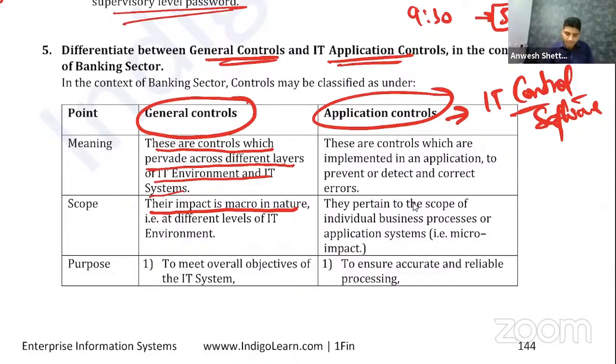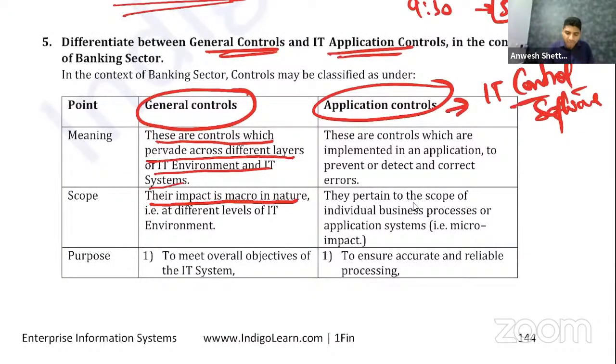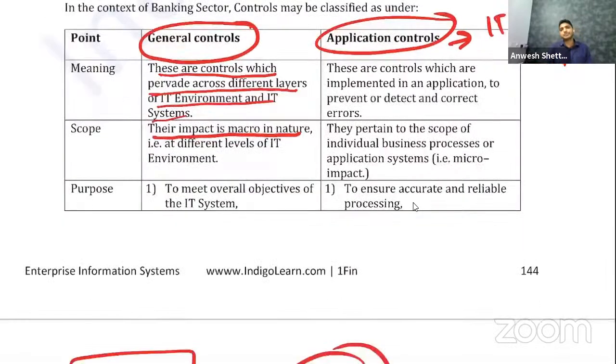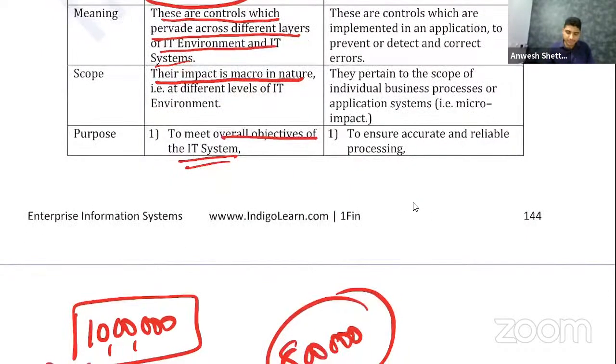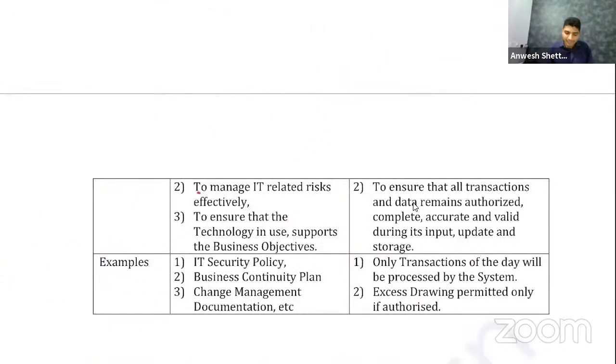Okay. Next, what is the purpose? To meet the overall objective of the IT system. We will take an example, then you will be able to understand this. Next point is to manage IT related risk effectively, to ensure that technology in use supports the business objectives.